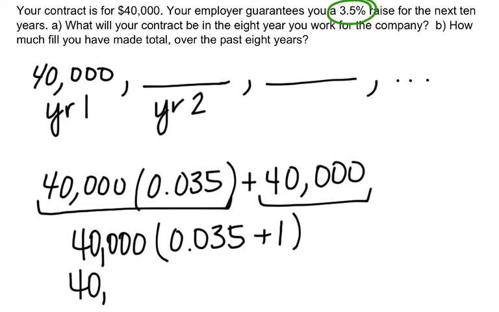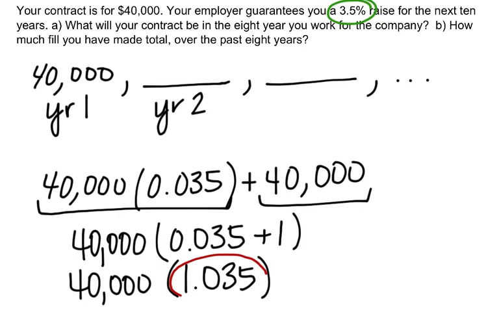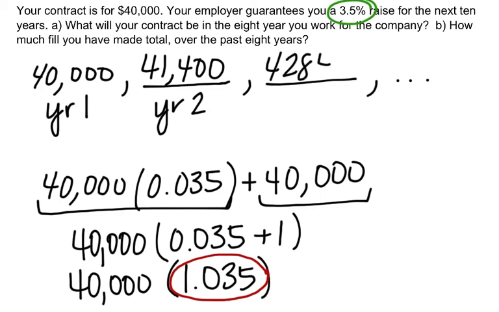So really, if you want to start with your $40,000, you would multiply it by 1.035 to determine how much money you'd make the next year. So 40,000 times 1.035 should give us $41,400. Then if you multiply that by 1.035 again, we would get $42,849 for the amount of my contract in the third year.